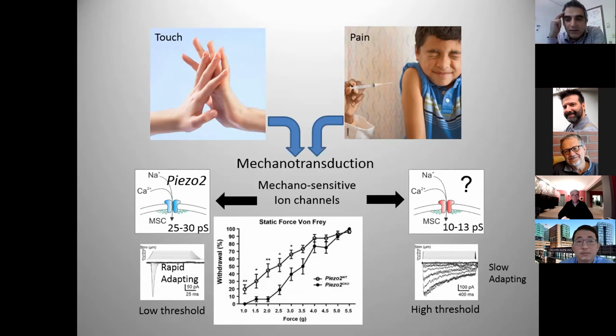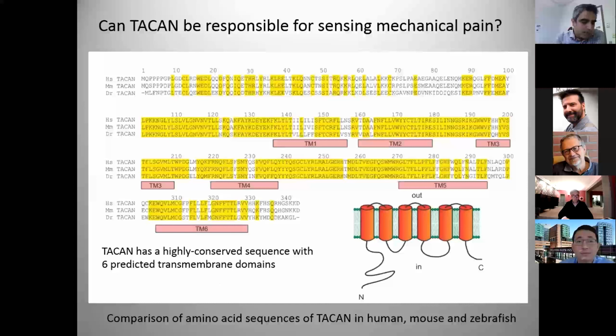But the identity of the channels responsible for pain sensing remained mostly elusive. So over 10 years ago, a study was published in which there was a proteomic screen of membrane proteins involved in mechanotransduction. Several candidate mechanosensors were identified in this screen, including one called TMEM120A. Now, we renamed this TACAN for the Farsi word for movement, because we think it may have some role to play in detecting mechanical stimuli.